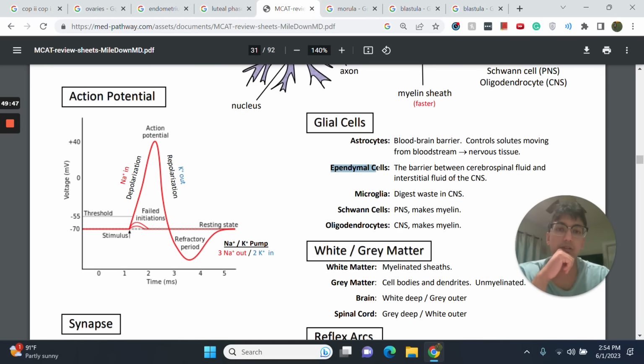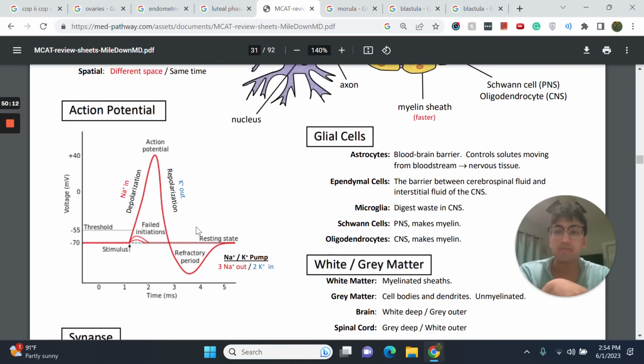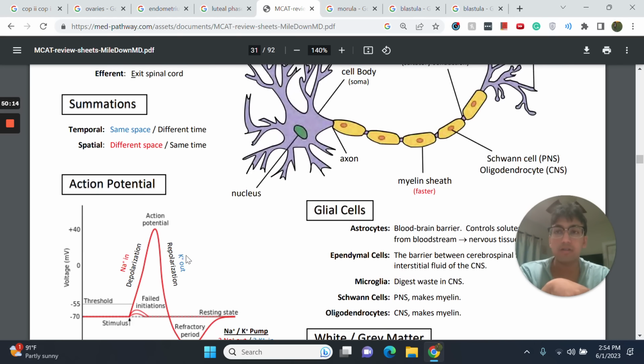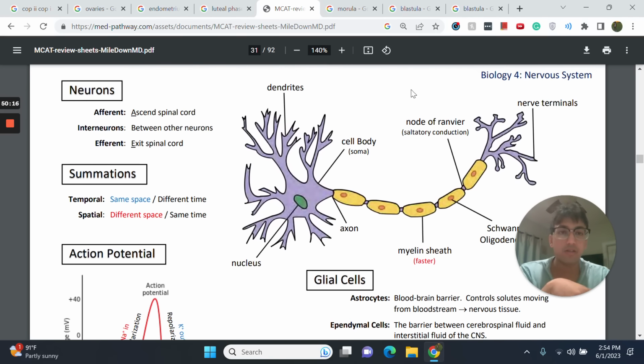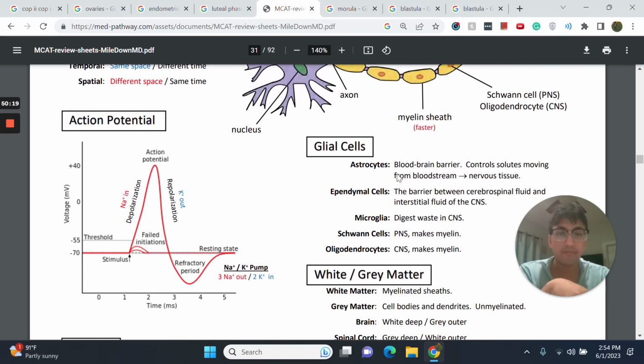The next thing is ependymal cells. I don't actually know how to pronounce it, but this creates a barrier between the cerebrospinal fluid and the interstitial fluid of the CNS. Next thing is microglia, which digest waste in the CNS. And then, like I just said, the Schwann cells and the oligodendrocytes make myelin, Schwann cells in the PNS and oligodendrocytes in the CNS. I will say that glial cells are not a very high yield topic, but action potential, synapse, these summations, neurons, and this process is a very high yield thing.